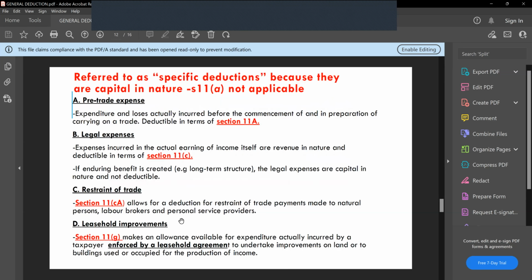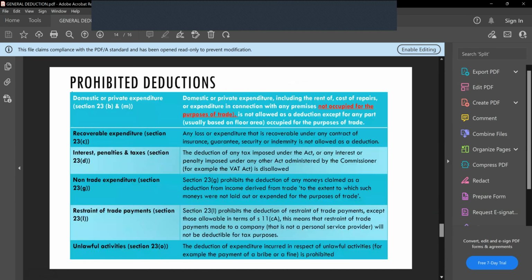Section 11CA allows for deduction for restraint of trade payments made to natural persons, labor brokers, and personal service providers. So Section 23L is saying if the restraint of trade payment was not made to a natural person, a labor broker, or a personal service provider, then such restraint of trade payment is prohibited as a deduction in terms of Section 23L.